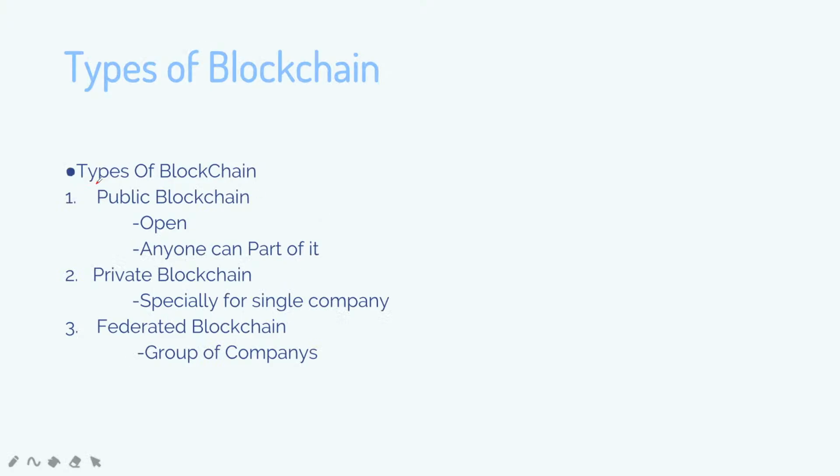So for types of blockchain, we have totally three: public blockchain, private blockchain and federated blockchain. Public means it's open source, like whatever we are doing now, like Instagram, Facebook, the same thing, we can access any part of it. But a private blockchain is specifically for a single company. So the companies who need it can use it. Then a federated blockchain is for a group of companies. So these are the types of blockchain.